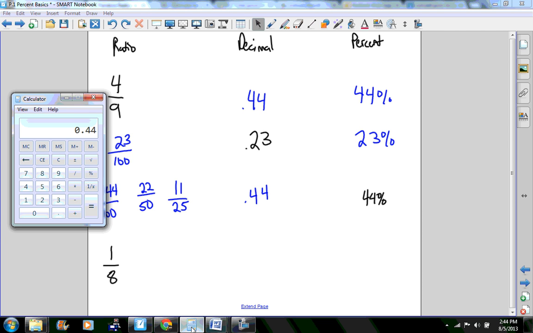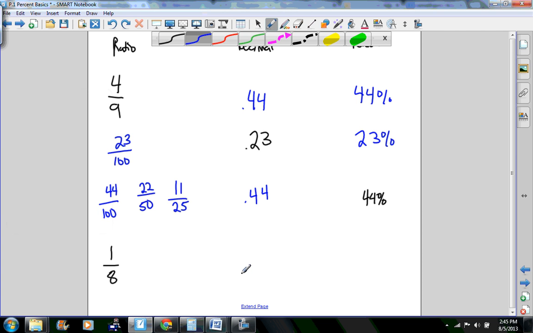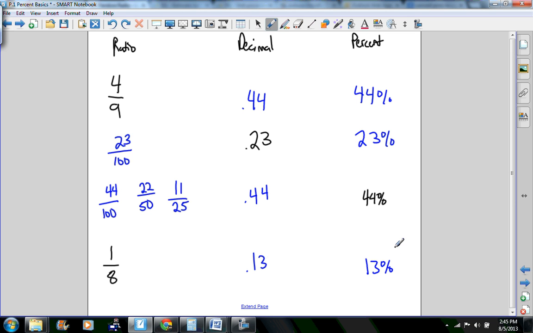If we do 11 over 25, it's 0.44, and 4 divided by 9 is 0.444 repeating. So they're very, very close to each other, even though they're not the same. That's why the decimals and the percents matched up. The last one is 1/8, which is 0.125. I'm going to round that up to 0.13 and 13%. Okay, so that's the first part of the section, being able to go between fractions, decimals, and percents.